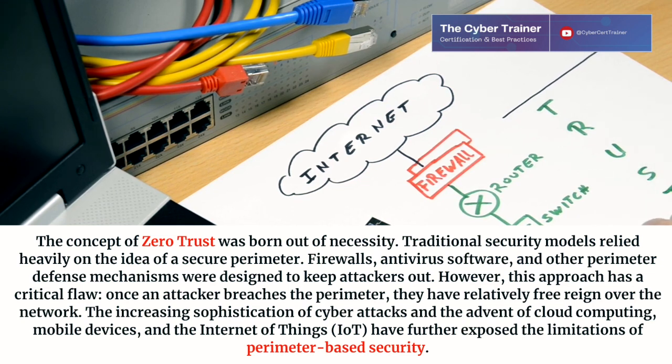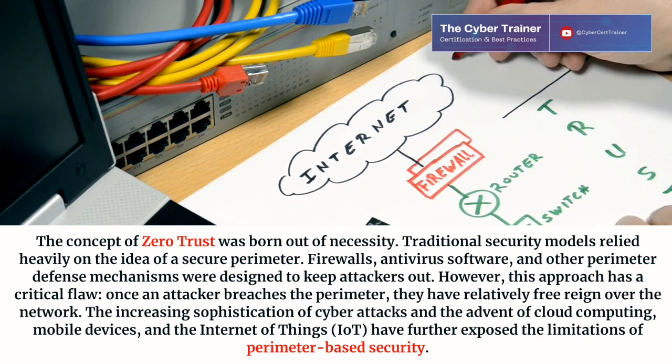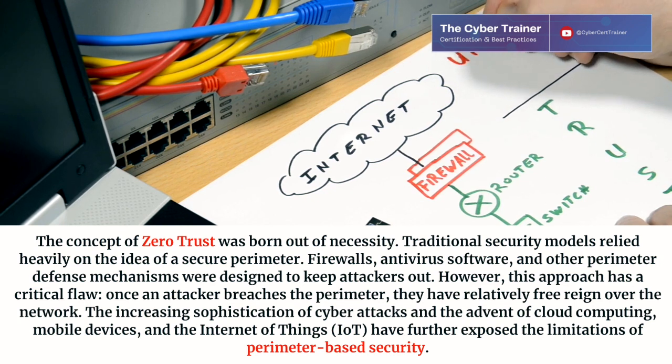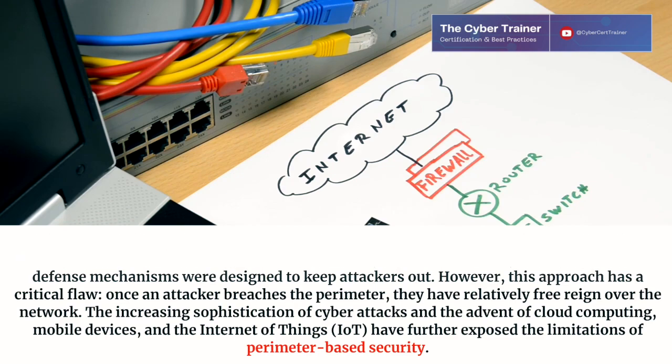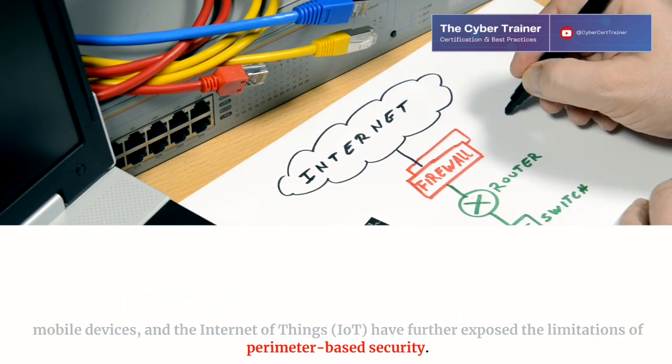However, this approach has a critical flaw. Once an attacker breaches the perimeter, they have relatively free reign over the network. The increasing sophistication of cyber attacks and the advent of cloud computing, mobile devices, and the Internet of Things, IoT, have further exposed the limitations of perimeter-based security.